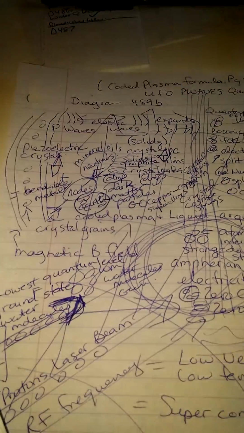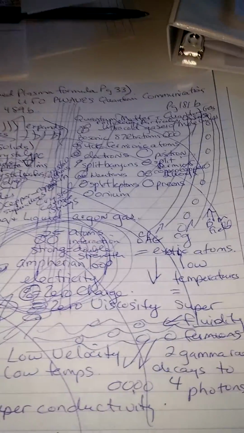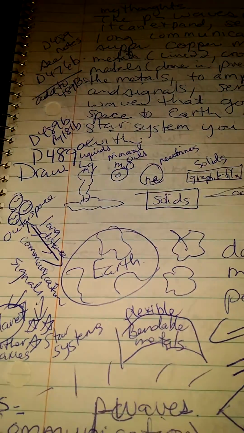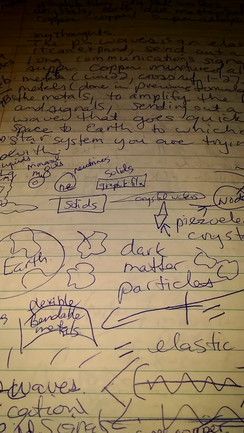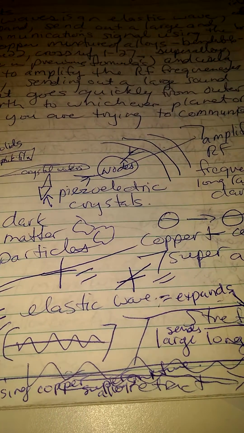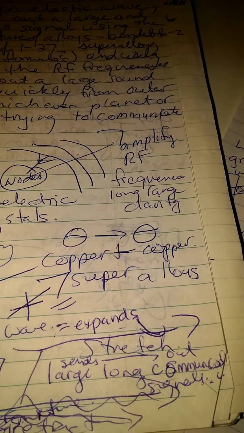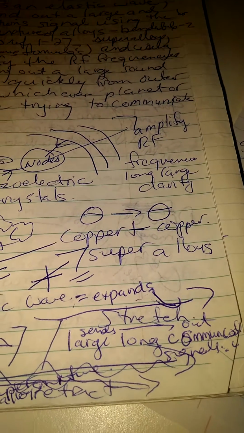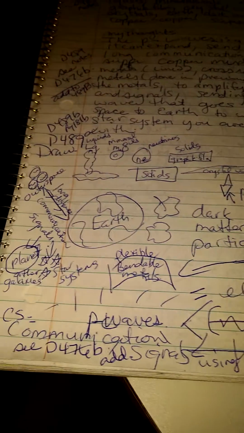Okay, this is diagram 489 and 476, I think, combined together. This is 49, it's the combination of liquids, mineral oils, neutrinos, solid graphite film, solids, crystal waves, piezoelectric crystals, crystal wafers, nodes, amplify the RF frequency, long-range clarity. You got copper super alloys, and it shows Earth.